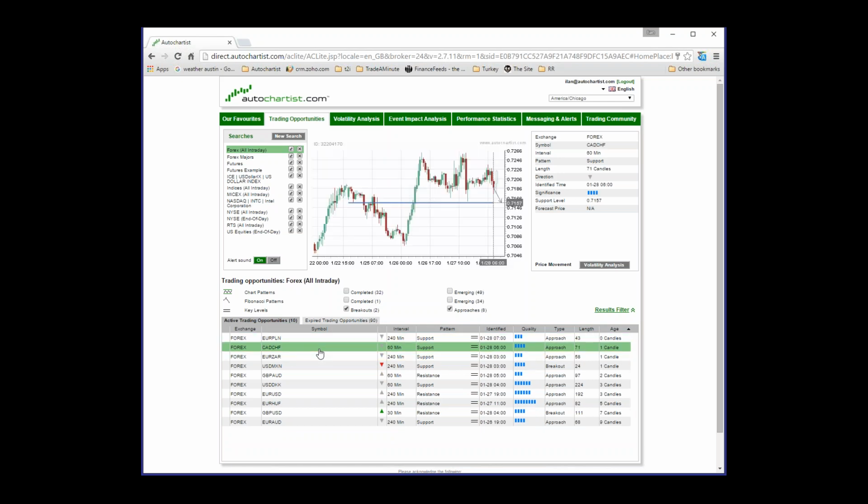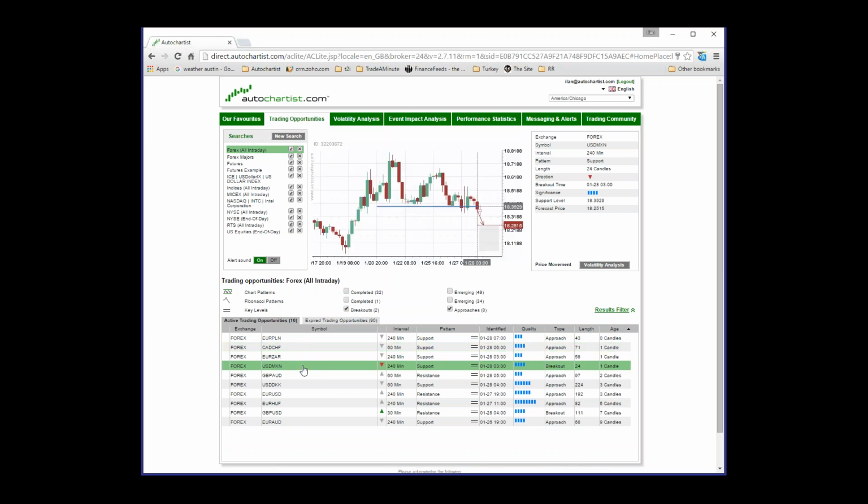Let me choose something a little bit more popular. Okay, here is an example of CAD Swiss franc. You can see that Autochartist did a very good job of identifying this support and resistance level. It was a support over here, resistance, a breakout, then support again, and Autochartist believes that the price is potentially moving down to 0.7157 for CAD Swiss franc. But again, notice there's been no breakout, right?